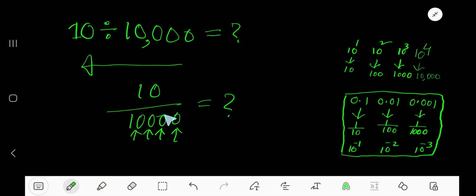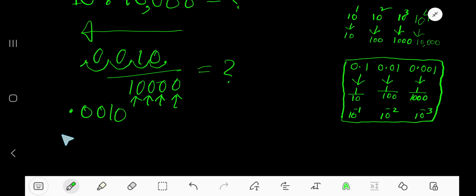has 4 zeros. This is a whole number, so first the decimal point will appear here, then 1 place, 2 place, placeholder 0, 3 place, placeholder 0, 4 place. So we are getting decimal 0010. Okay, you can write one more 0 here to mean that this is less than 1. So 0.001, this is the result.